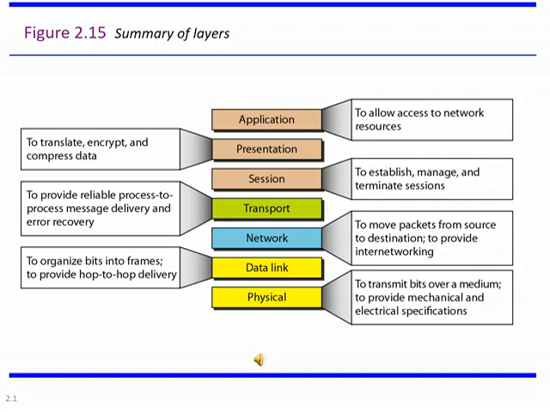So that will be the data link system. The data link system's function is to organize the bits into frames and to provide hop-to-hop delivery. The next one will be the network layer. The network layer is to move the packet from the source to the destination to provide internetworking.